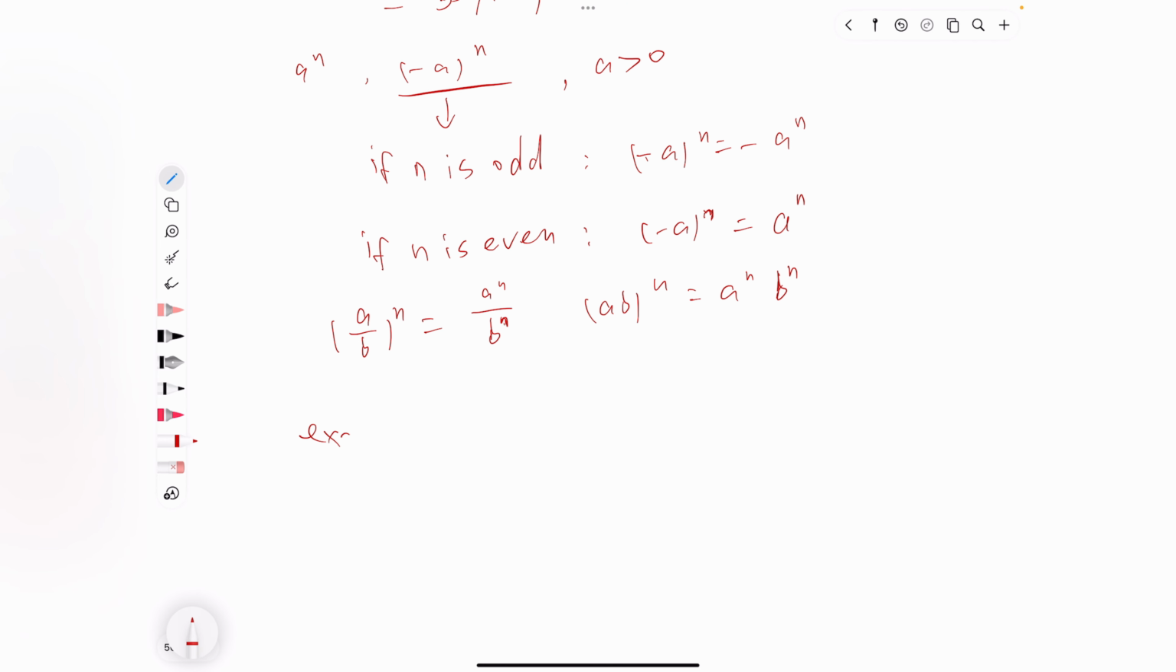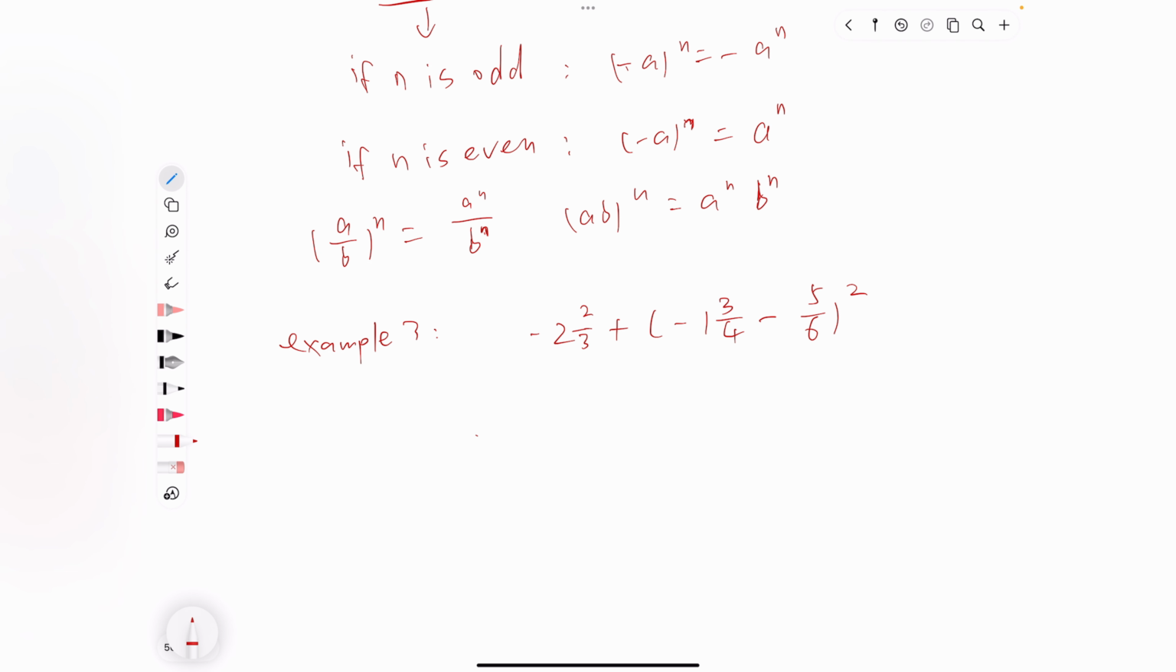Now let's look at example 3. So we have negative 2 over 3 plus negative 1 3 over 4 minus 5 over 6 squared. So we can convert this to improper fraction. That will give us negative 2 times 3 plus 2 on top over 3 plus. So this is negative 7 over 4 minus 5 over 6 square.